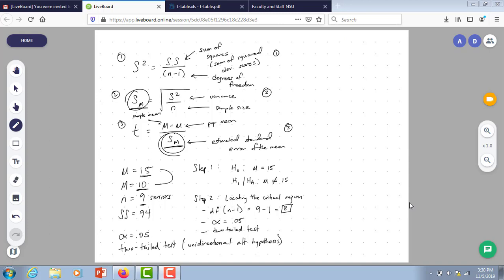So we're going to take all of this information and go to our t-distribution table so that we can ultimately obtain our t-critical, which will serve as a significant factor in our decision to either accept the null hypothesis or reject the null hypothesis. So let's switch gears and pull up this t-table.